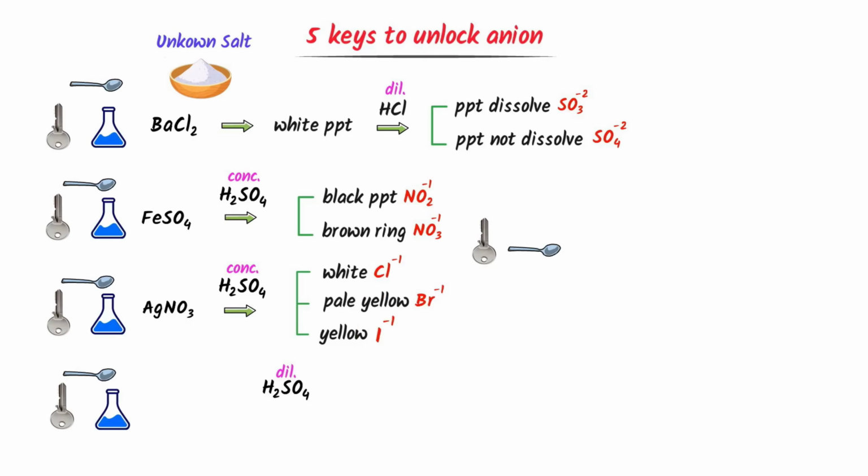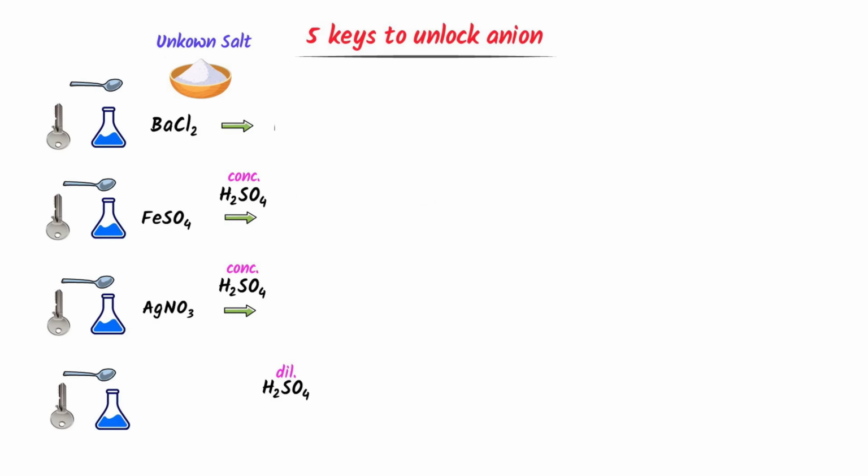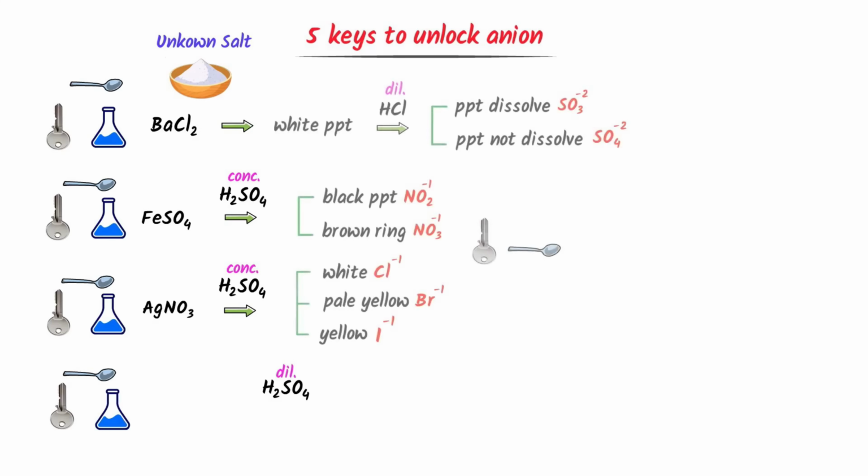Chlorine, bromine, iodine. The white color indicates chloride ion. The pale yellow color indicates bromide ion. And the yellow color indicates iodide ion. Thus using the third key, we can unlock chloride, bromide and iodide ions of any salt. If we do not get white, pale yellow or yellow color, then we will use the fourth key.